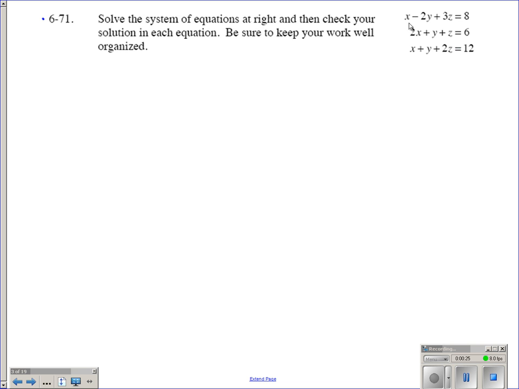So we have x minus 2y plus 3z equals 8, 2x plus y plus z equals 6, and x plus y plus 2z equals 12.